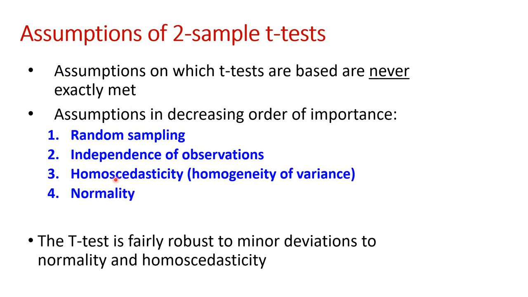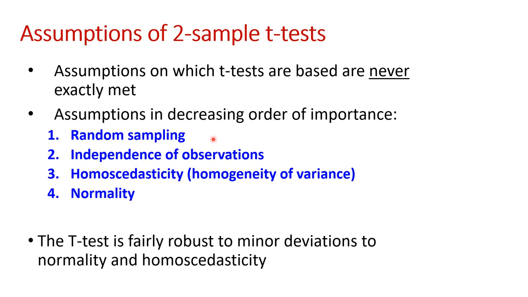As in all statistical analyses, there are assumptions here. These are never exactly met, typically, but some of them are more important than others, and some of them we can be robust about, some of them we cannot. So one is that it's a random sampling, right? All the samples need to be random and independent of each other.